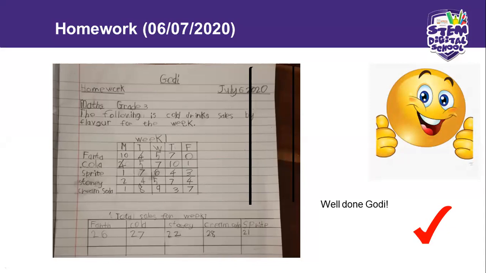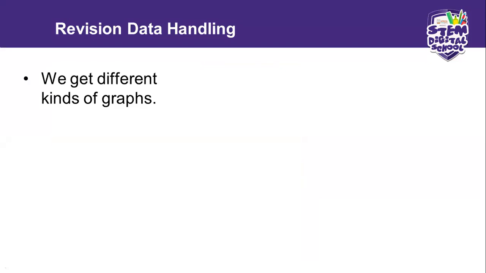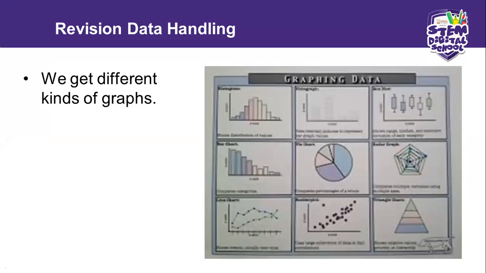So let's see, what is it that we have for today? Remember we said that we get different kinds of graphs. Do you still remember what sort of graphs we have? Let's see who remembers the different graphs that we have. Give me one. Okay. I see you don't want to talk to me.